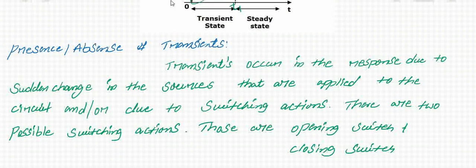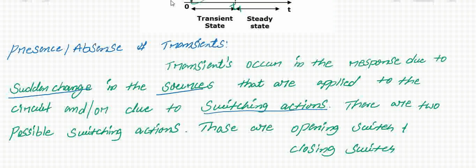Why does the transient occur? We have considered that the output contains a transient response and a steady state response. Why does this transient response occur? The transient occurs in the response due to sudden changes in the sources applied to the circuit, and due to switching actions. So remember, why does the transient occur in the output?